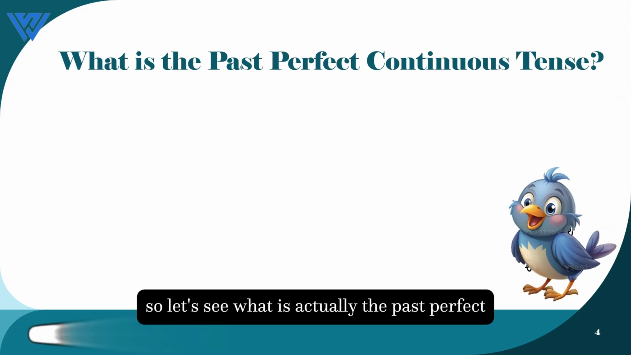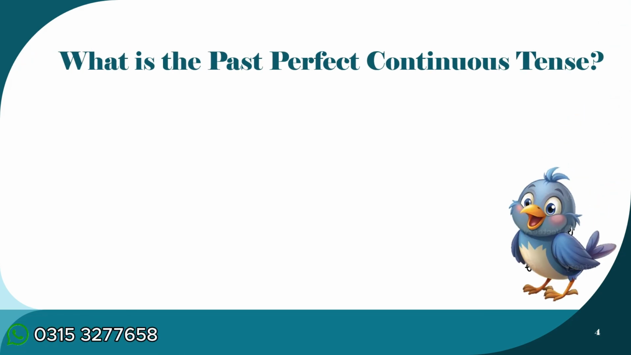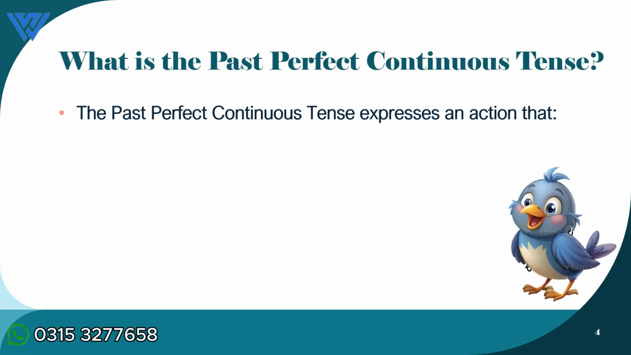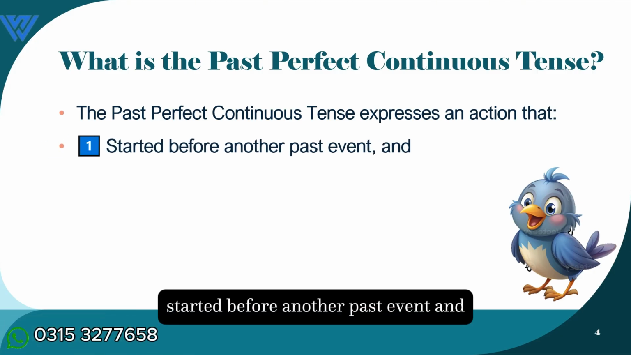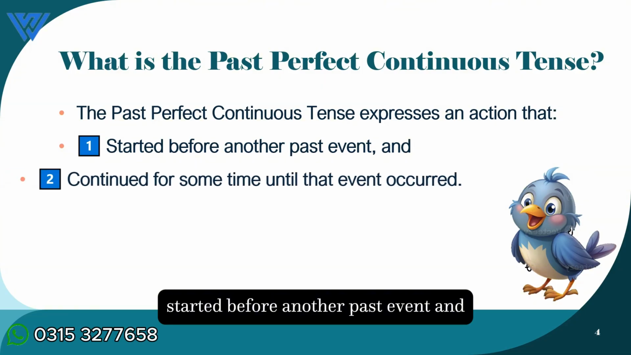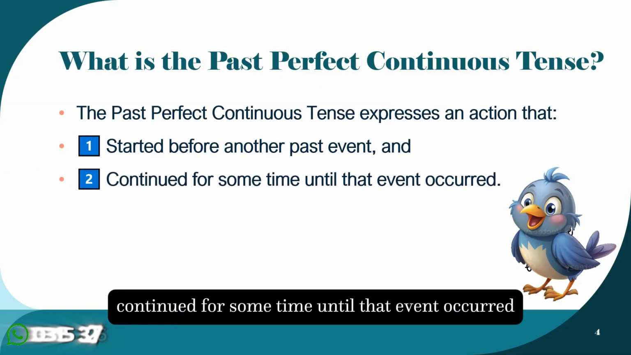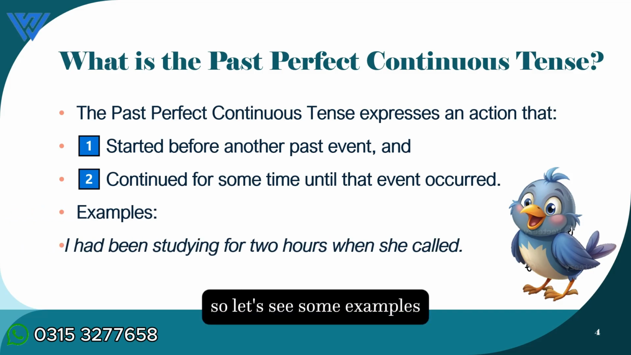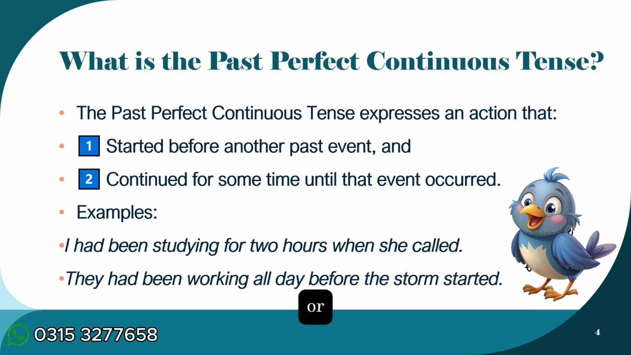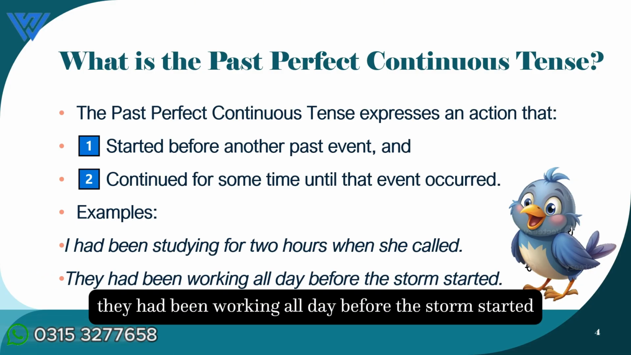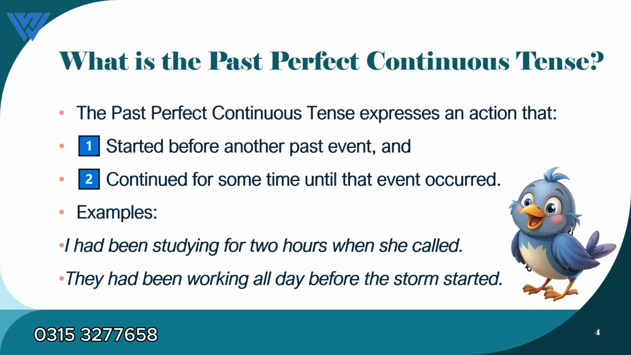So let's see what is actually the past perfect continuous tense. होता क्या है? The past perfect continuous tense expresses an action that started before another past event and continued for some time until that event occurred. So let's see some examples. होते कैसे हैं ये? I had been studying for 2 hours when she called. Or they had been working all day before the storm started.